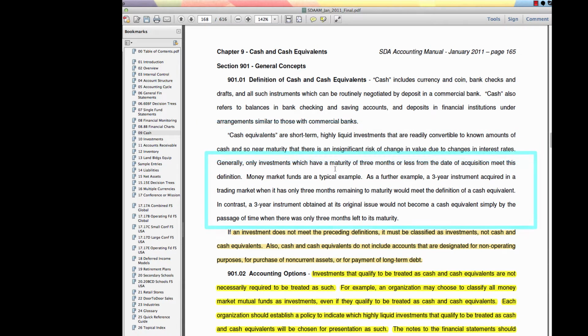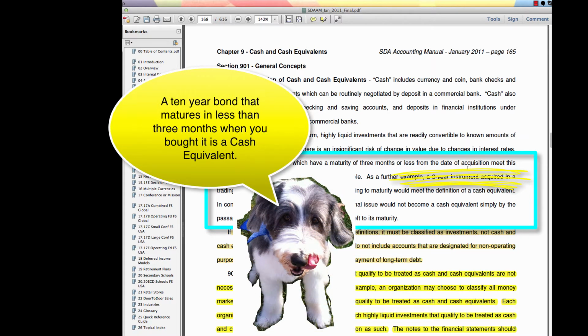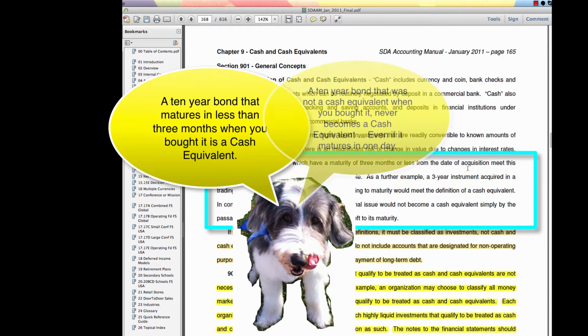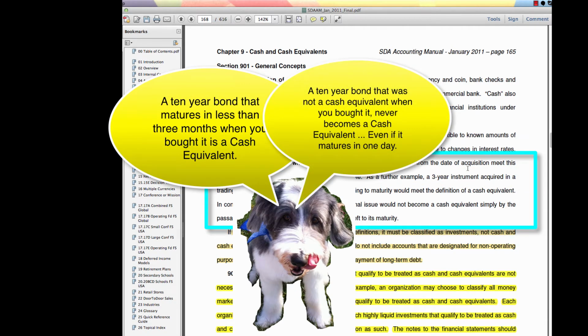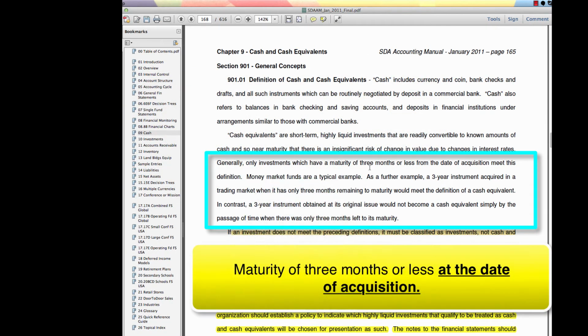Okay, only investments that have a maturity of 3 months or less at the date of acquisition meet this definition. This was a particular clause that caused me a little bit of trouble when I first heard it, but it is true and good GAAP. So if you put money into a certificate of deposit and you can get it out in a month, it's a cash equivalent, or 2 months. But if you can't get it out for 6 months when you put it in, then it's an investment, okay, that have a maturity of 3 months or less.